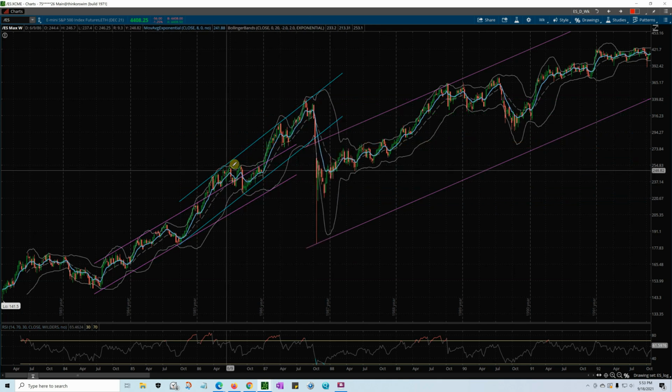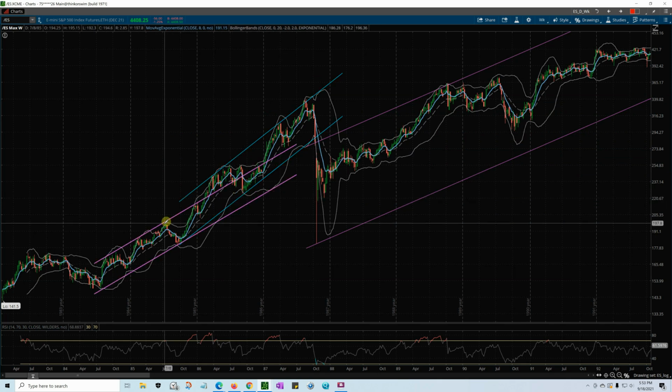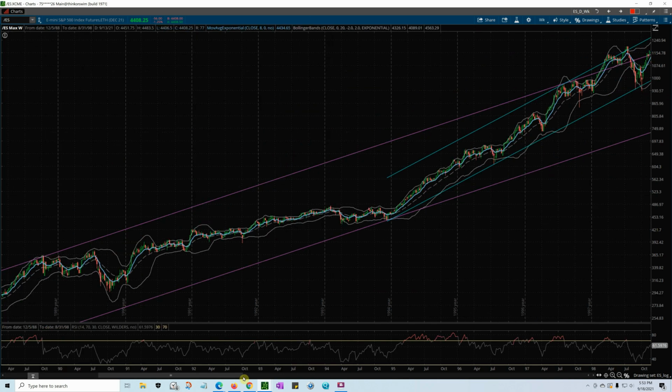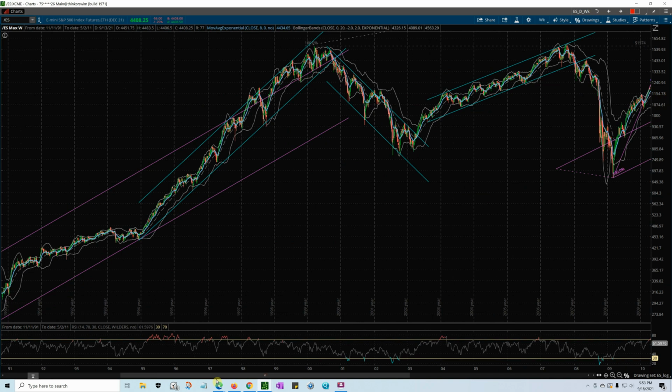So we came back into the purple channel, but what is important to the market at this point is the weekly extension and the acceleration channel. And we see the exact same thing going into the 2000 top.